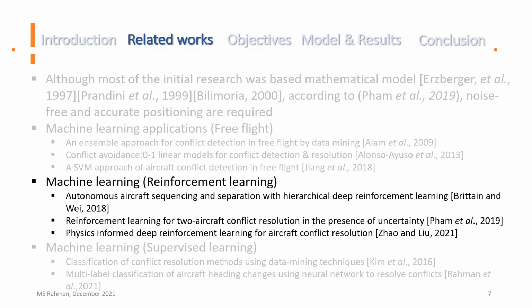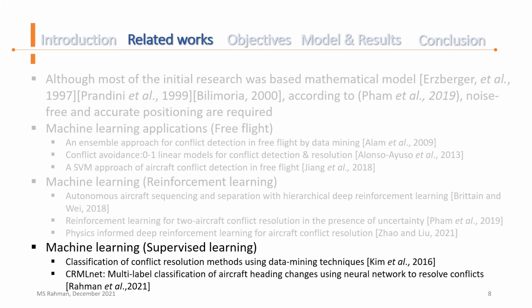Beaton and Wee applied two-level deep reinforcement learning in a hierarchical way, while Pham in 2019 proposed a single agent-based deep reinforcement learning for two aircraft at the same altitude. Zhao and Liu in 2021 also applied reinforcement learning and convolutional neural network using image data where each image contained the current position of aircraft associated with the conflict. However, a proper reward function is required for the best resolution of reinforcement learning, and finding that function is the most challenging task because it depends on features like certain rules and conditions.